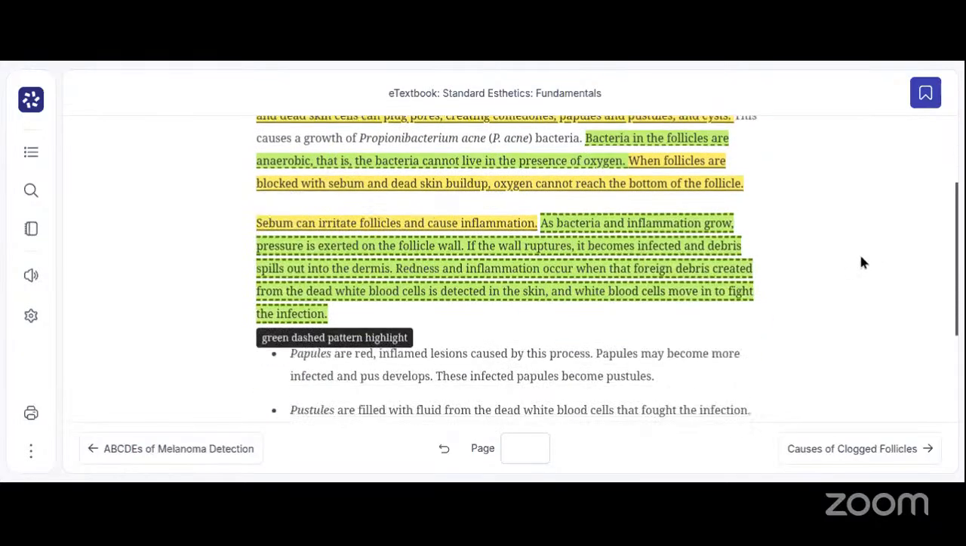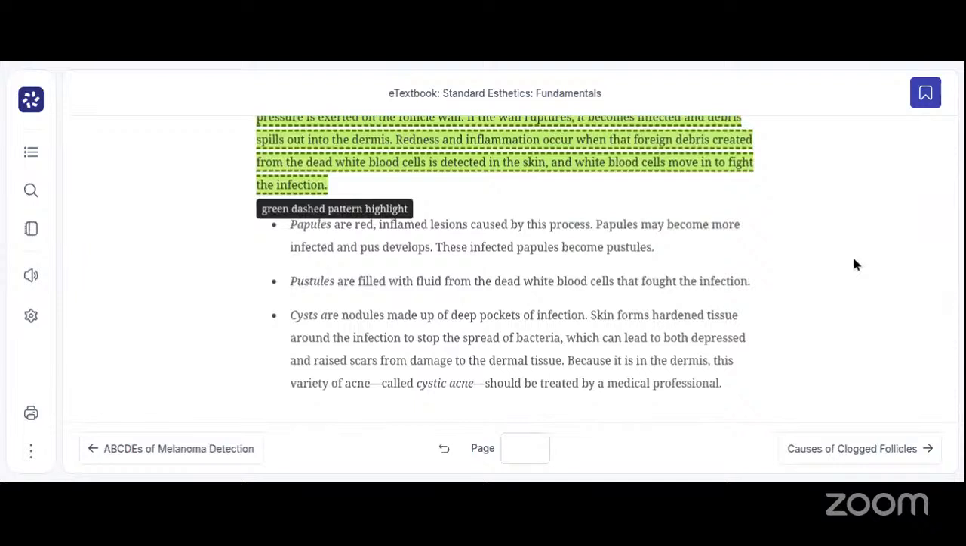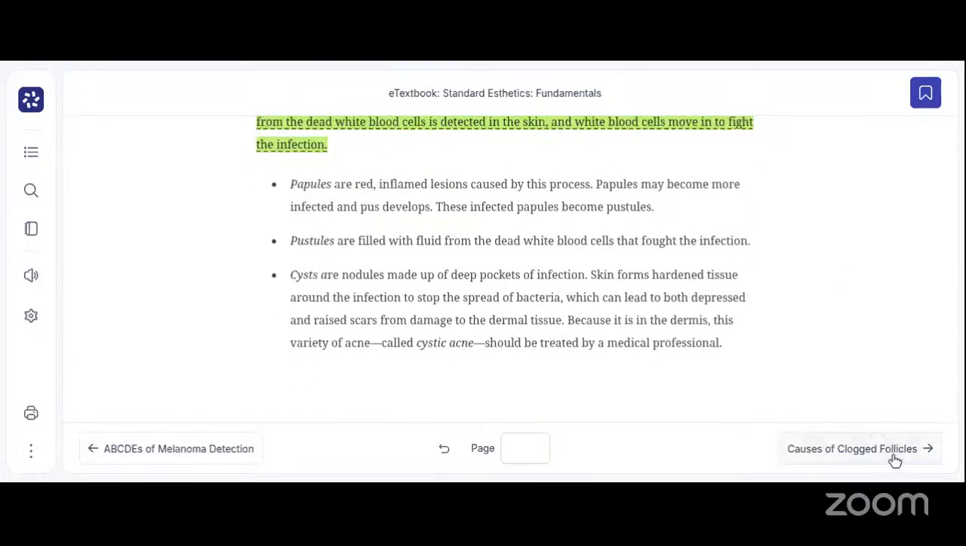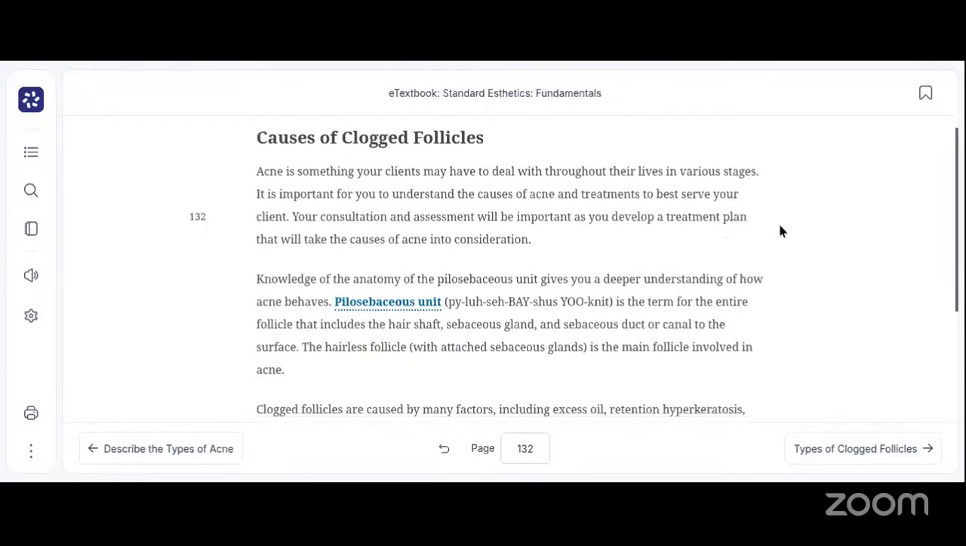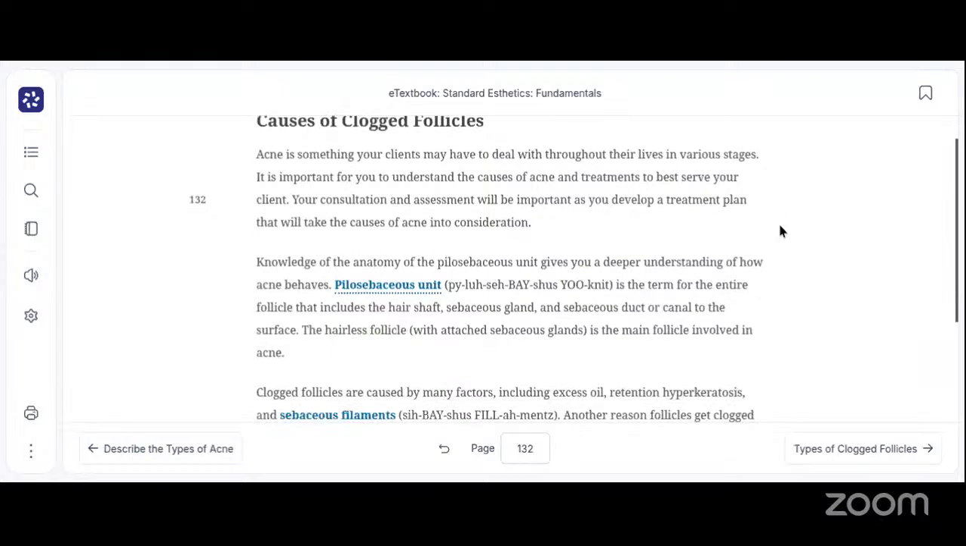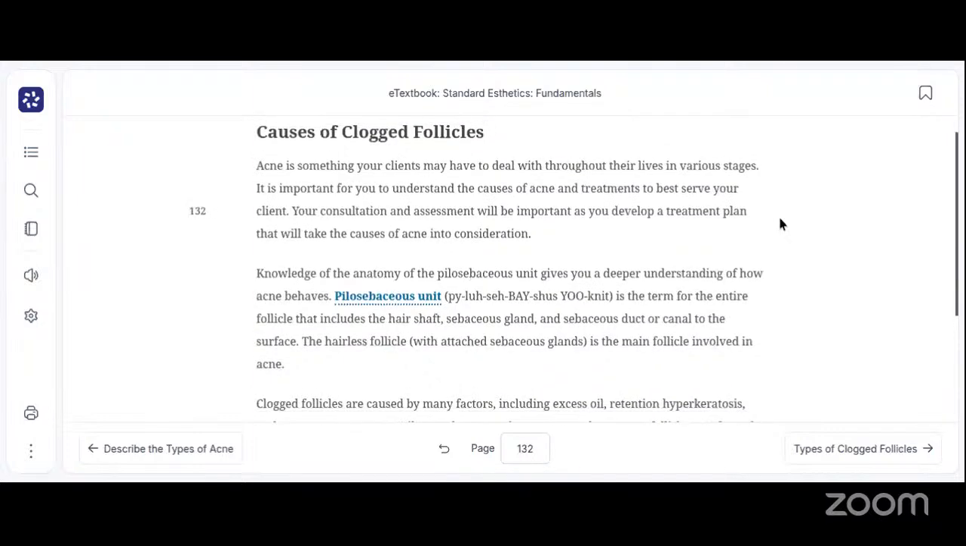Let me take some questions, maybe some things that you guys have seen. We talked about papules, pustules, and cysts yesterday. They are associated with acne. They start off as a papule, then it'll move to a pustule, a pimple with pus, and then it will move to cysts. Okay. If you want to unmute, have commentary, or ask a question, you guys are free to do that.